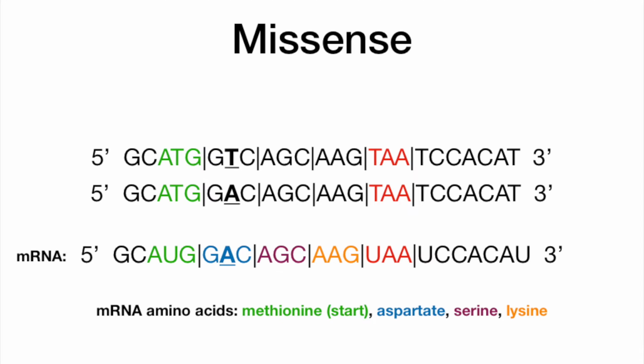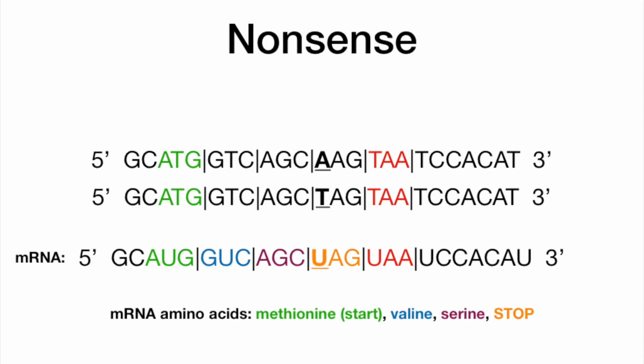A missense mutation is a base change that changes the amino acid. This can change the function of the protein. The original DNA sequence has a T to an A change in the second codon, which is a transversion. GTC codes for valine, and the mutation will cause the mRNA to be GAC, which codes for aspartate.